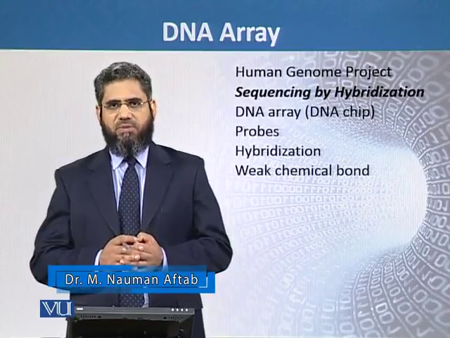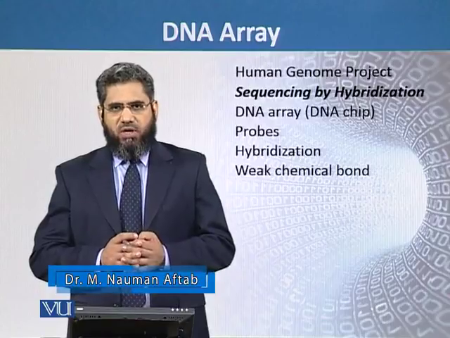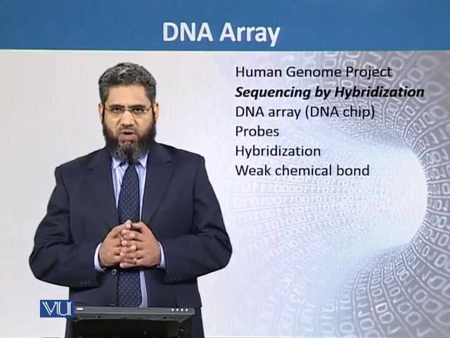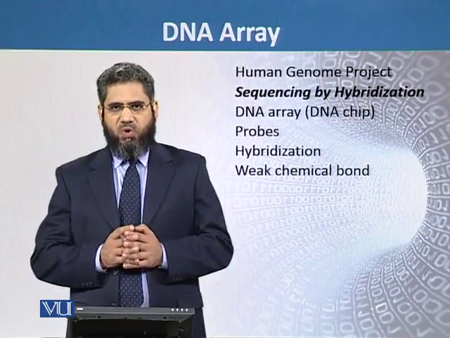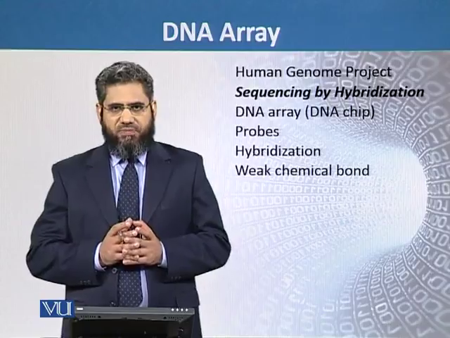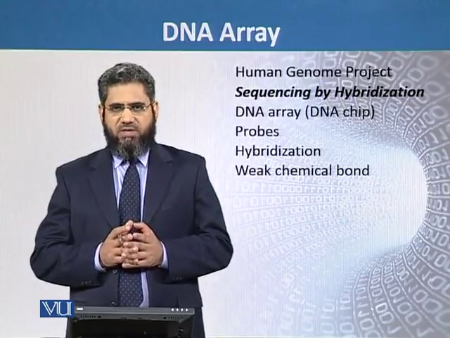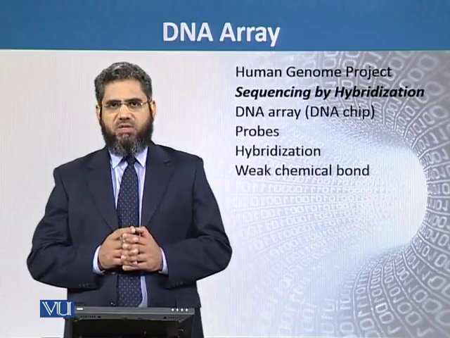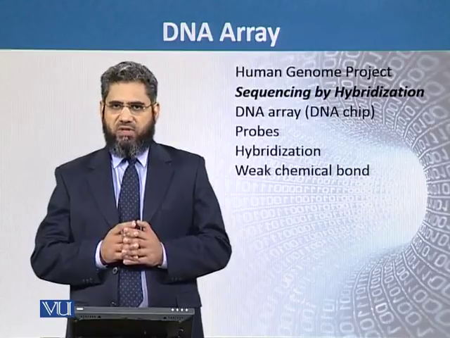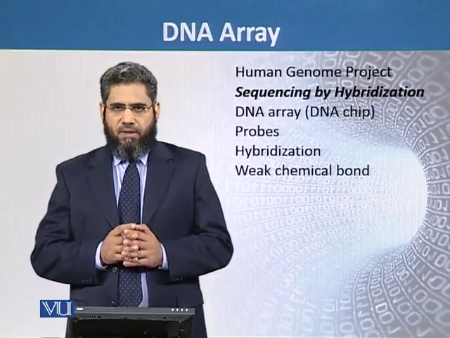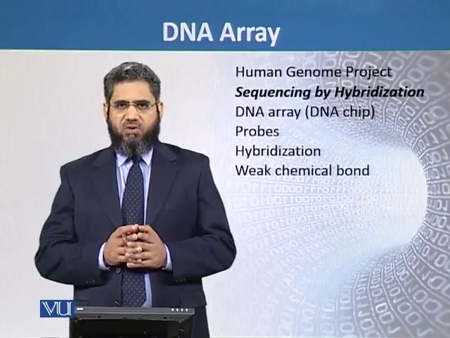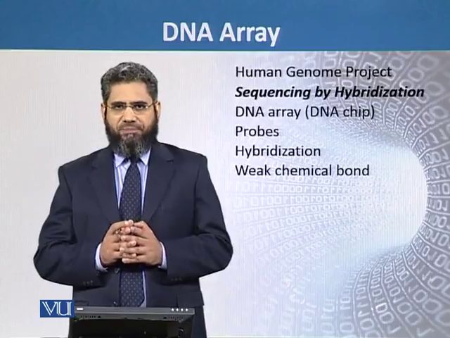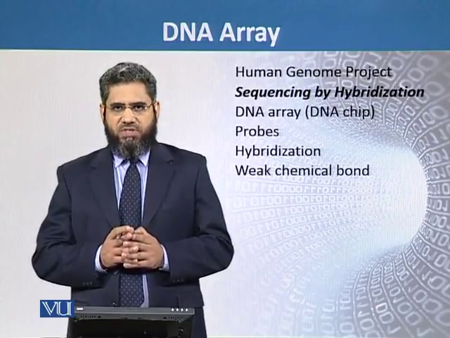In sequencing by hybridization, a small DNA array, also known as a DNA chip, was developed. In that chip, small DNA fragments known as probes were attached. The fragments of DNA that needed to be sequenced were hybridized with those probes. Those small probes, with a size of 8 to 32 nucleotides, were used to identify the fragments that needed to be sequenced.